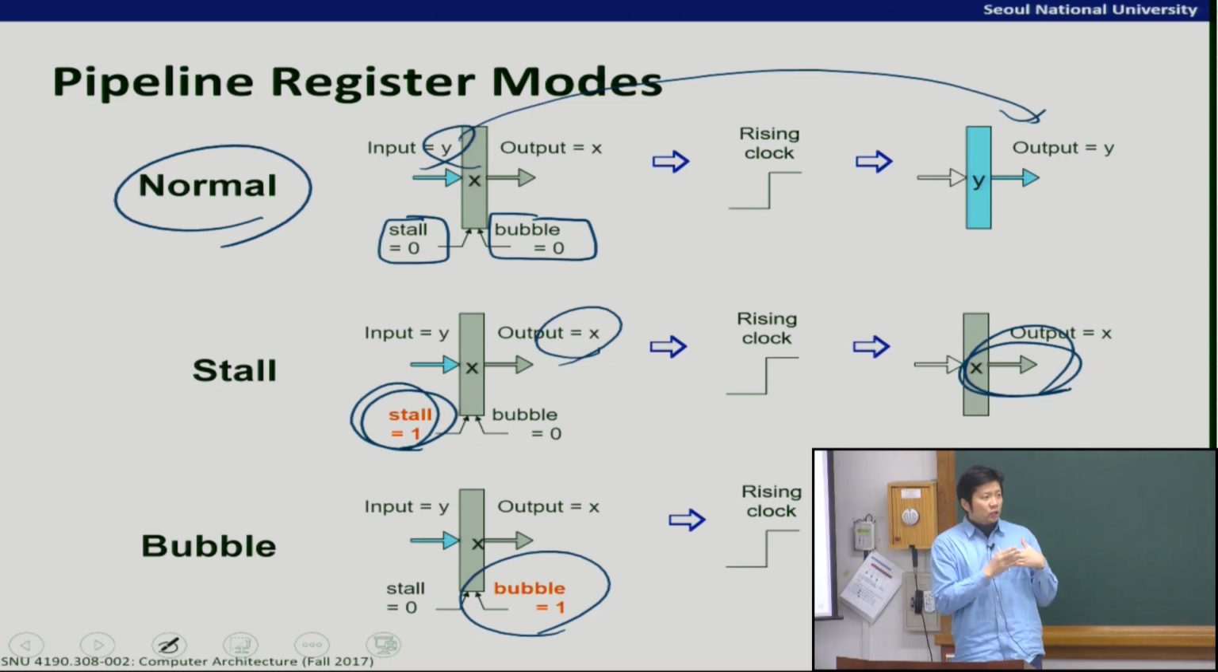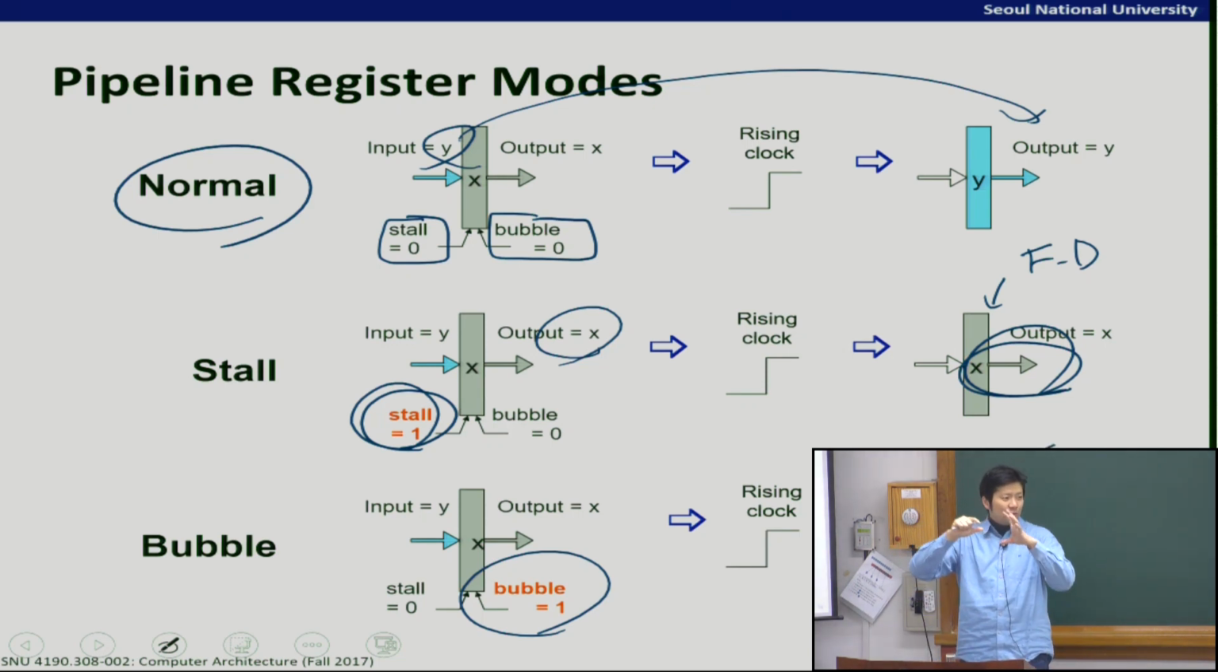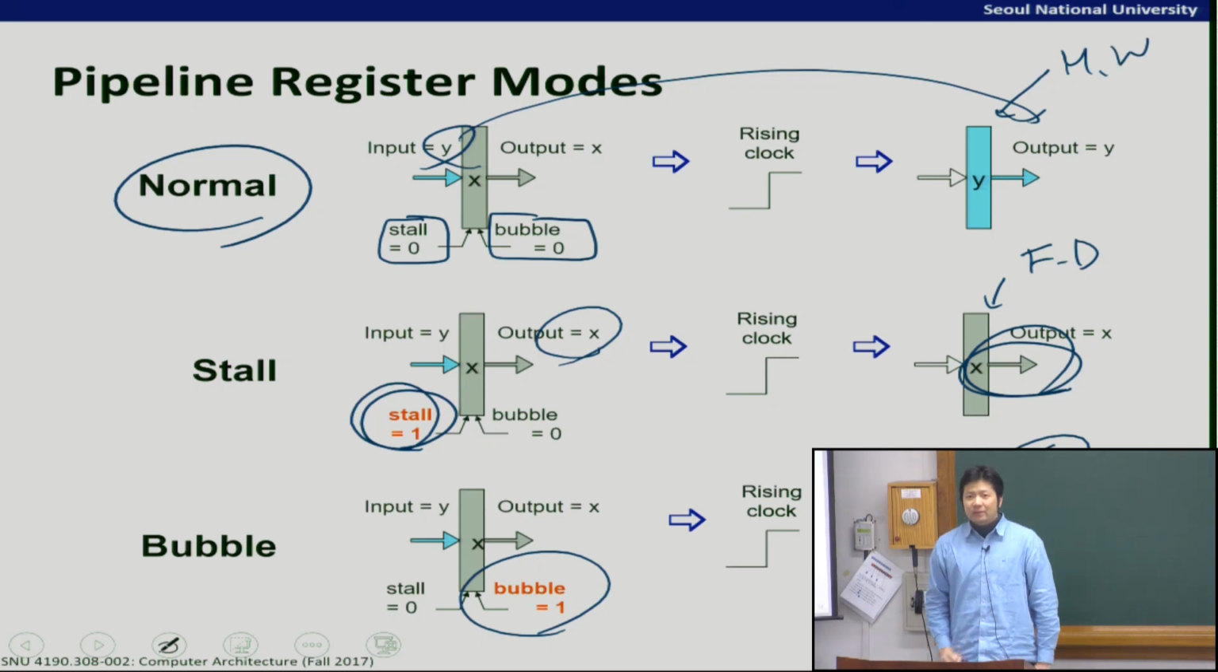So in the previous stall example, the stall will apply to the F and D stage pipeline registers, and the bubble will be applied to the E register. Because when stall happens, we need to stall these 2 instructions in the D stage and F stage, and we have to insert a new bubble into the E stage. So this one is the E register, and the other 2, M and W, will work normally, so that they get updated in the next cycle.